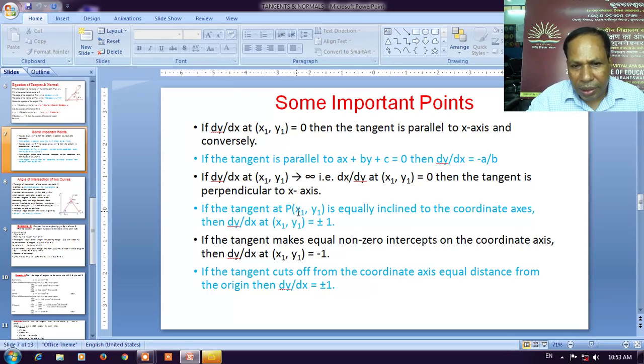If the tangent at (x1, y1) is equally inclined to the coordinate axes, then the slope of the tangent will be plus minus 1, because theta must be 45 degrees or 135 degrees, and accordingly the slope, which is equal to tan theta, becomes plus 1 or minus 1. If the tangent makes equal non-zero intercepts on the coordinate axes, then the slope of the tangent must be equal to minus 1. And if the tangent cuts off from the coordinate axes equal distance from the origin, then the slope of the tangent must be plus minus 1.